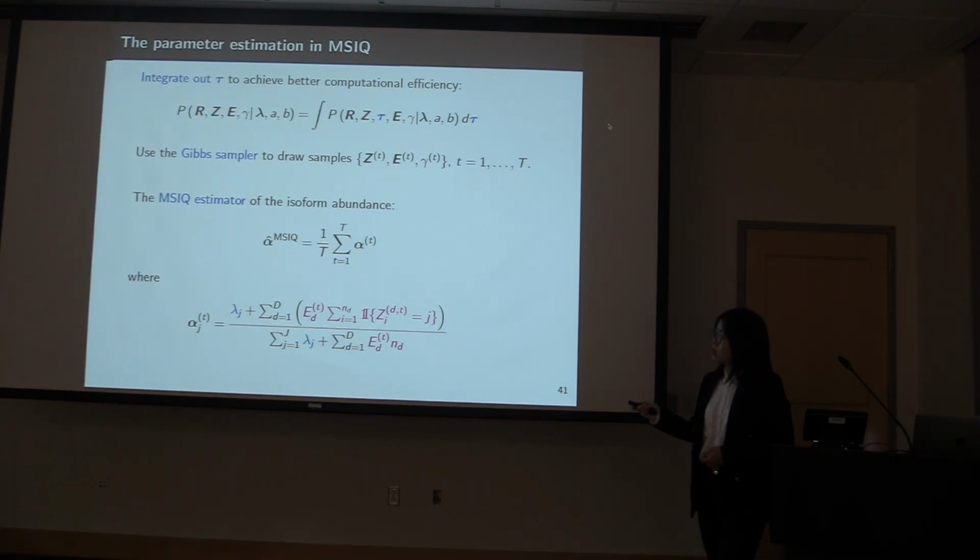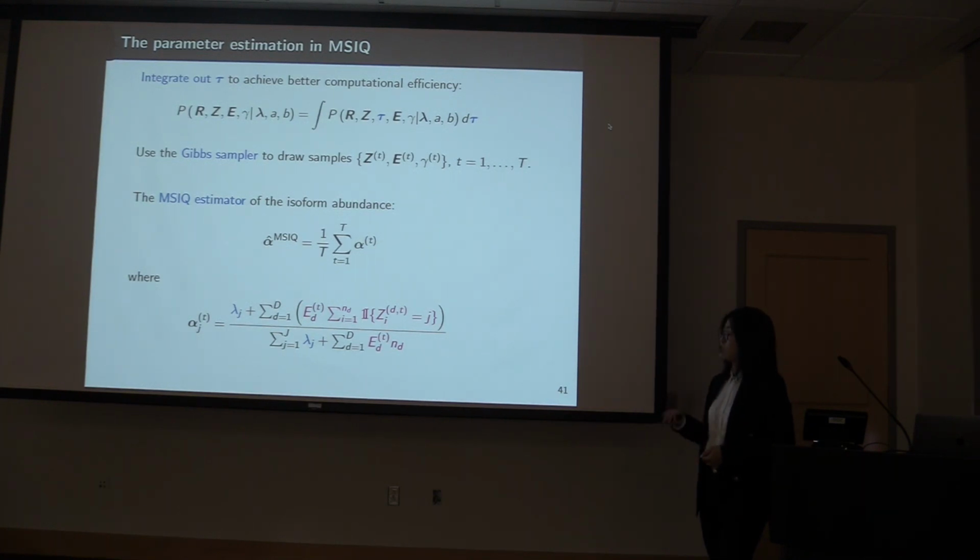And we can look at the derived formula for isoform fraction j in a single iteration, and it can be viewed as a weighted average of the prior information lambda in the Dirichlet distribution and the observed RNA-seq information in the consistent group when E^d_t equals 1.